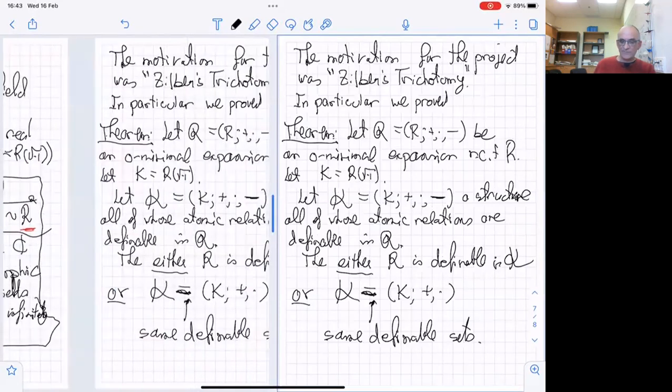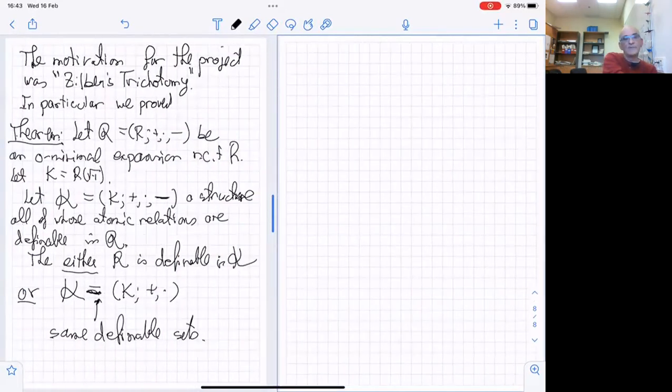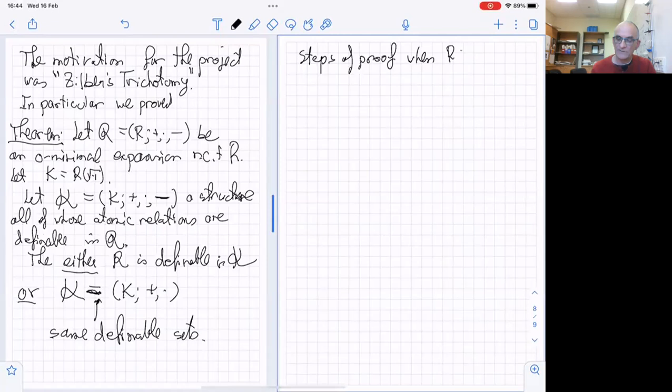Okay, let me put here the statement. And what I want to do is to run by you the steps of the proof if we ask this question about the complex field and the real closed subfield, the reals and the complex. Because several points will come in, let me talk about the steps of proof when R is R, K is C. We'll see in a second where it comes in.